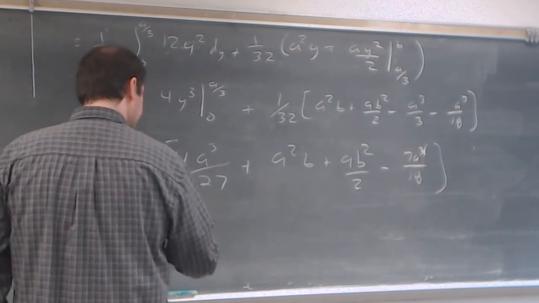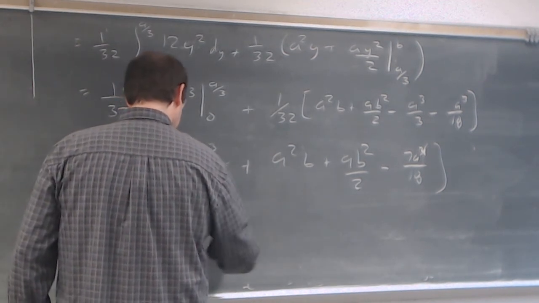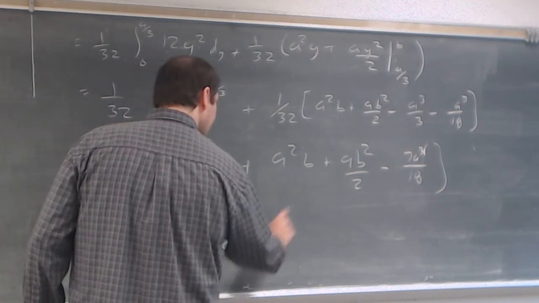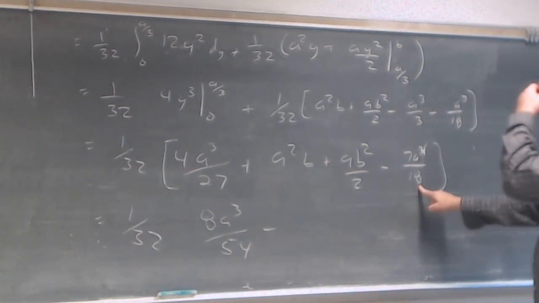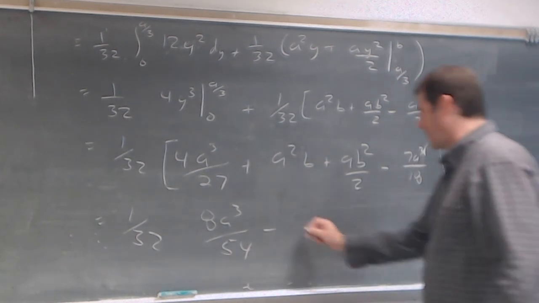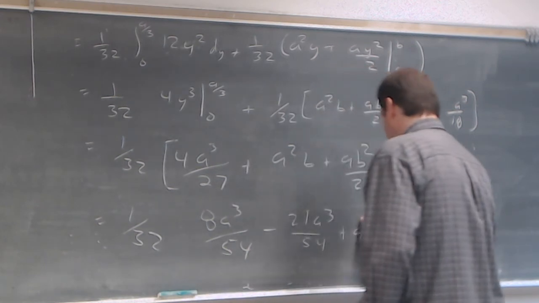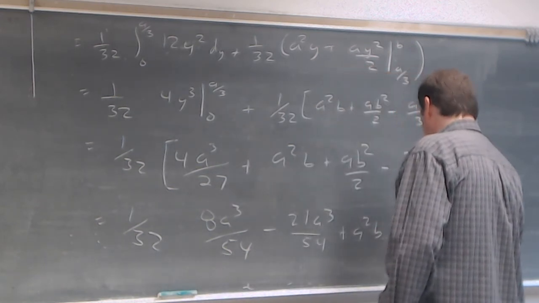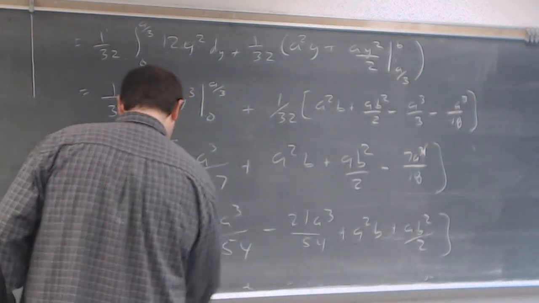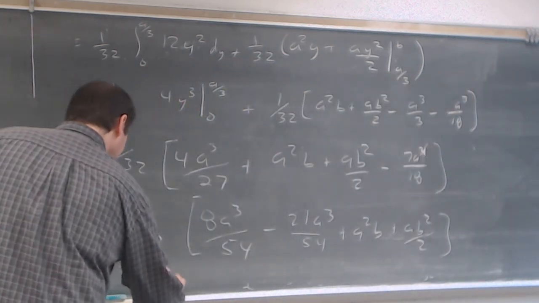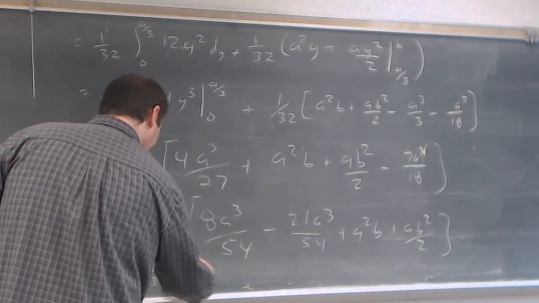So it's 1 over 32, I think the common denominator is 54, so this will be 8a to the third over 54, and then this will be minus, and I think that's 3 times this guy, so it'll be minus 21a to the third over 54, and this is plus a squared b plus ab squared over 2, and finally, it's 1 over 32 times that. We end up getting 1 over 32, and 8 minus 21 is going to be minus 13.